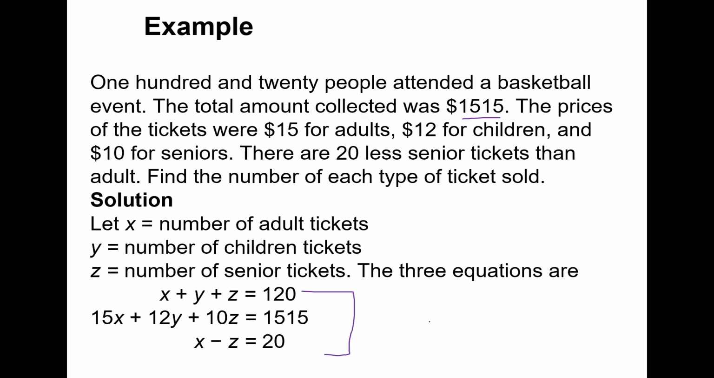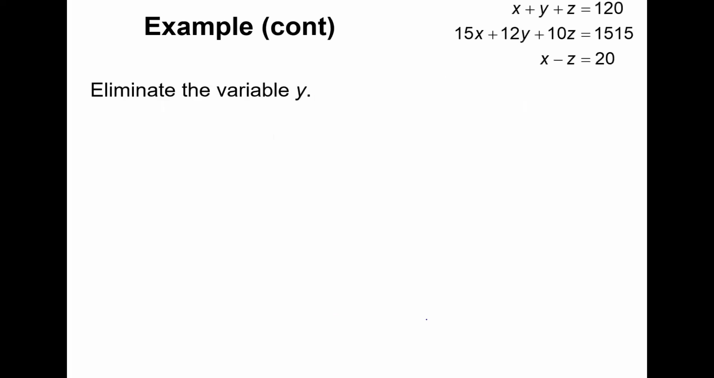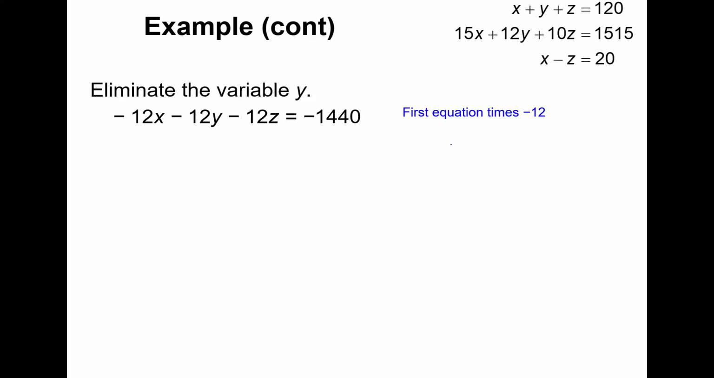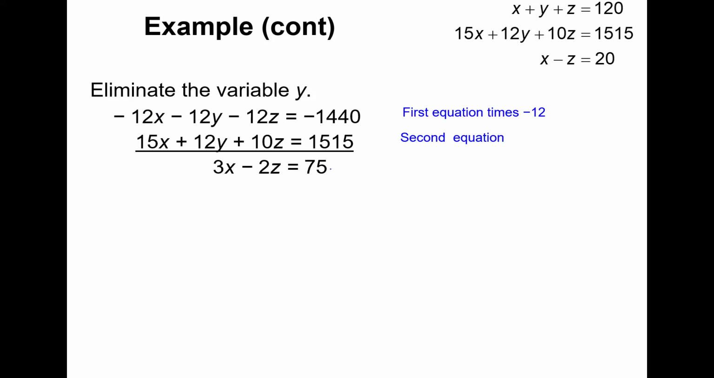Okay. Now what do we have to do? Well, we have to go ahead and simplify, and so we're going to eliminate a variable. What they've suggested is to take the first equation times negative 12 and add it to the second equation, because that's going to eliminate the y's. So then we're going to get 3x minus 2z is equal to 75.